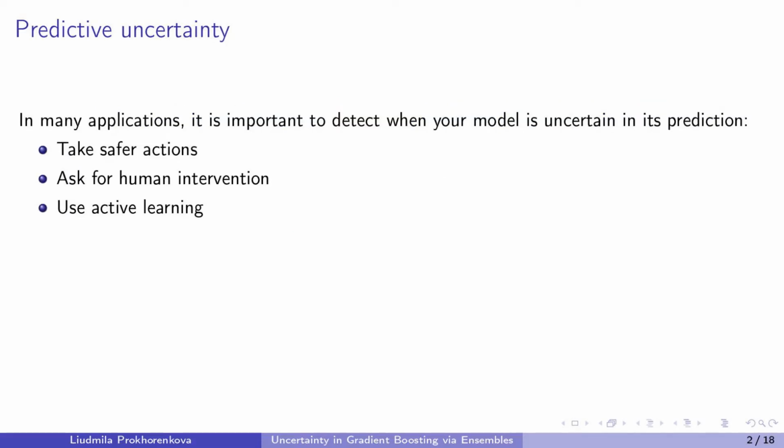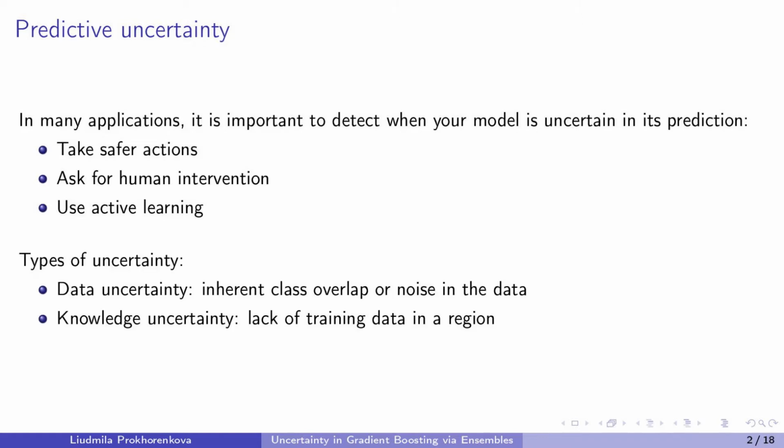In certain high-risk applications, such as autonomous driving, medical diagnostics, and financial forecasting, the cost of a mistake can be huge. In these applications, it is important to detect when the system makes a mistake and act accordingly. Take safer actions, ask for human intervention, or teach the system to make correct predictions through active learning. The choice of action can depend on why the model is uncertain.